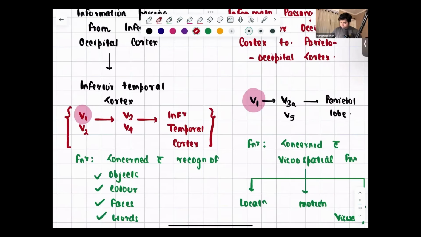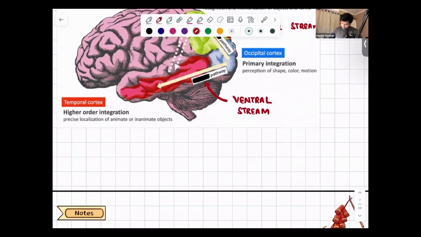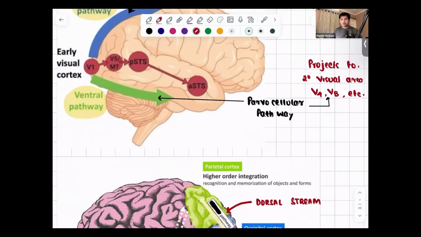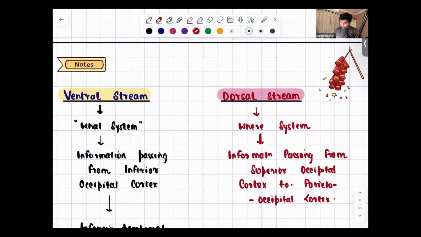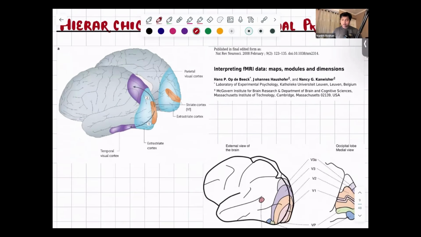Now, after we have seen both the dorsal stream and the ventral stream, which are also shown in these pictures, we need to look into the hierarchical system of visual processing. Why it is important to study the next thing is because, remember, there is a hierarchy inside the visual system.